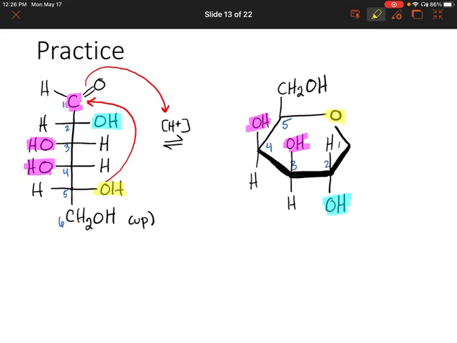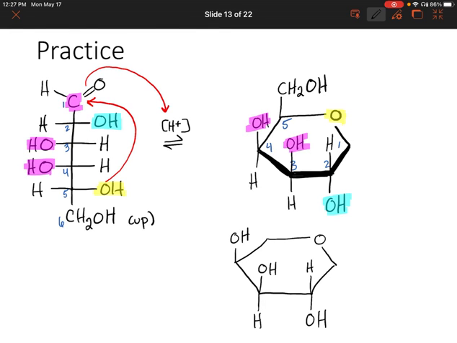Okay, so now again, we have two possibilities here. The alcohol that forms on carbon 1 could either be up or down. So let's draw the second structure here real quick. So we'll draw both anomers, the alpha and the beta anomer. Okay, so let's draw the alpha anomer on the top, and let's draw the beta anomer on the bottom.